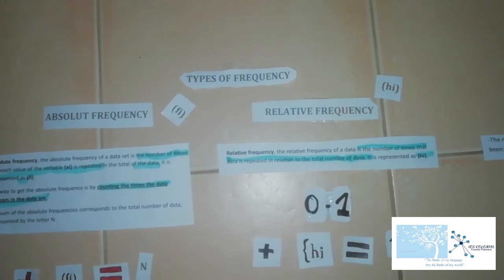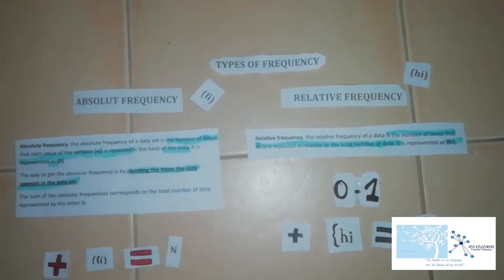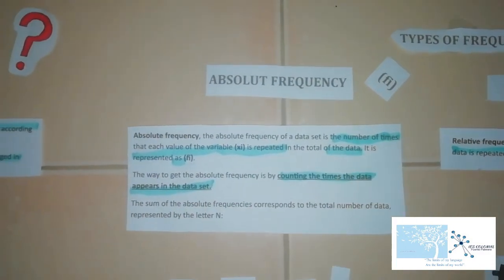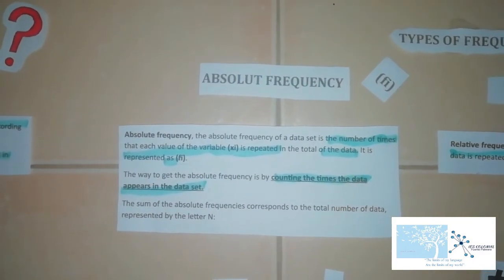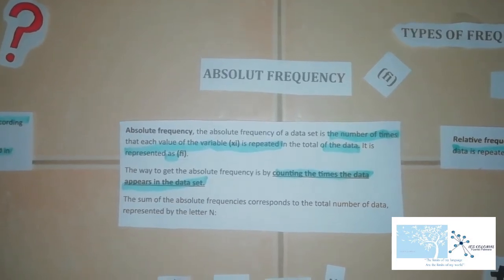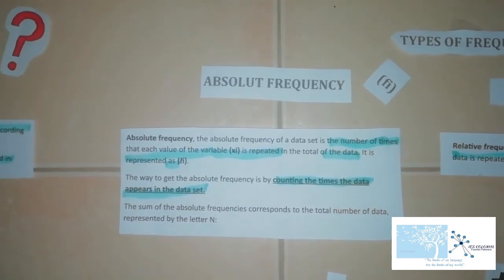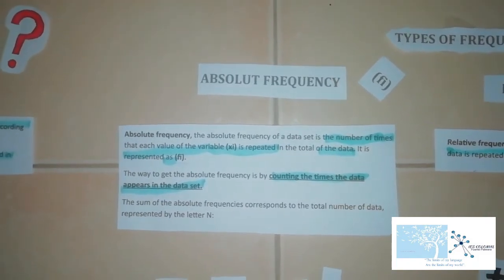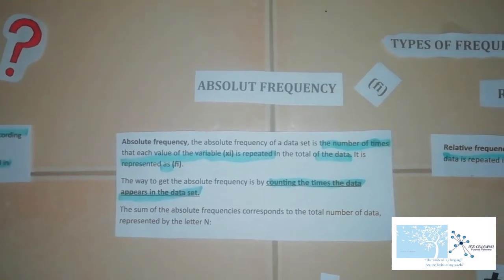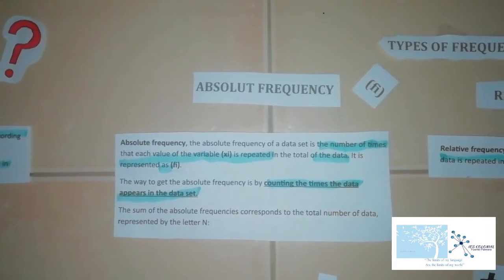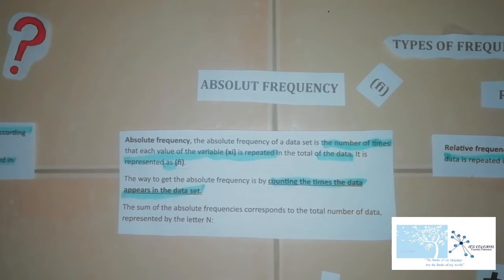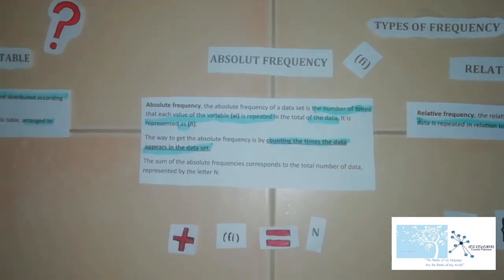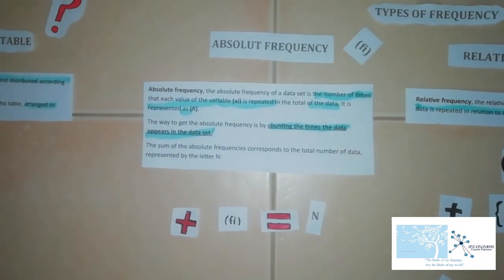Types of frequencies. Absolute frequency. The absolute frequency of a data set is the number of times that each value of the variable xi is repeated in the total of the data, and it is represented as fi. The way to get the absolute frequency is by counting the times the data appears in the dataset. The sum of the absolute frequencies corresponds to the total number of data, represented by the letter n.